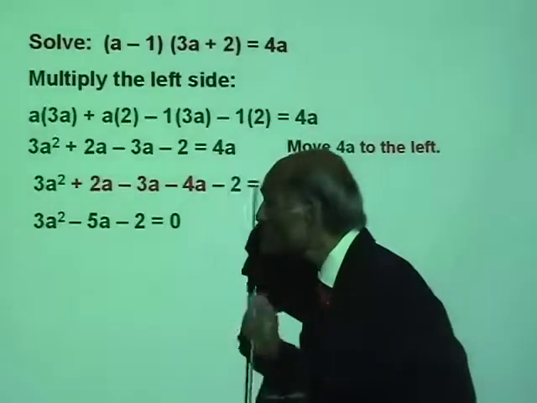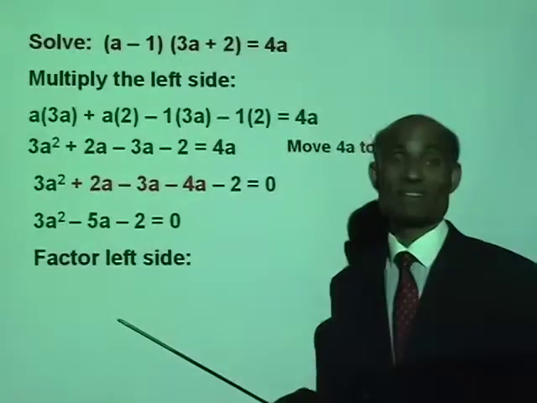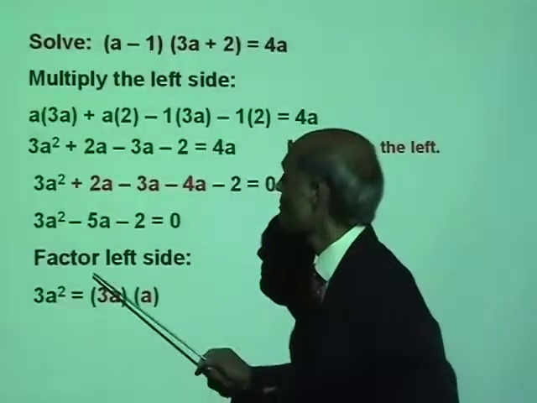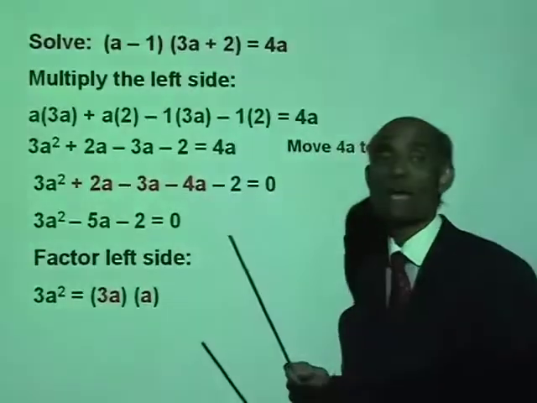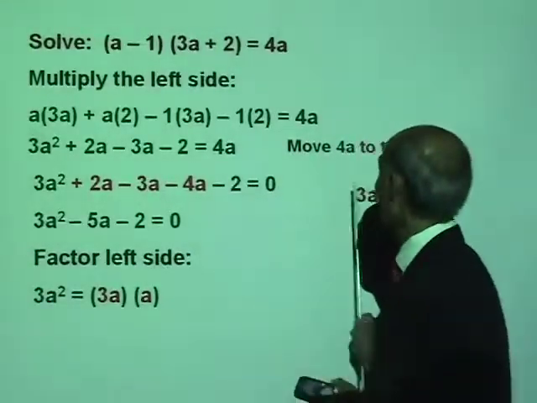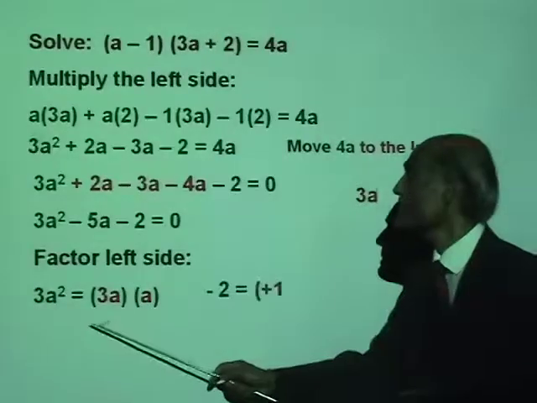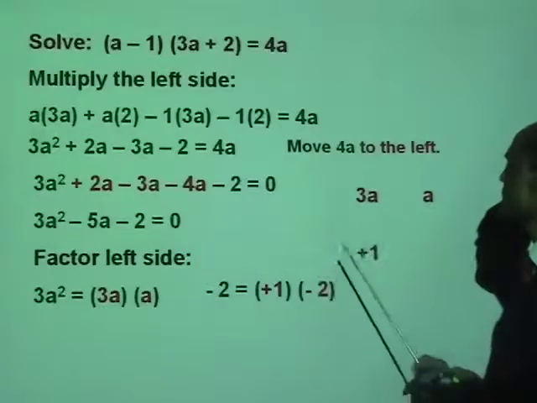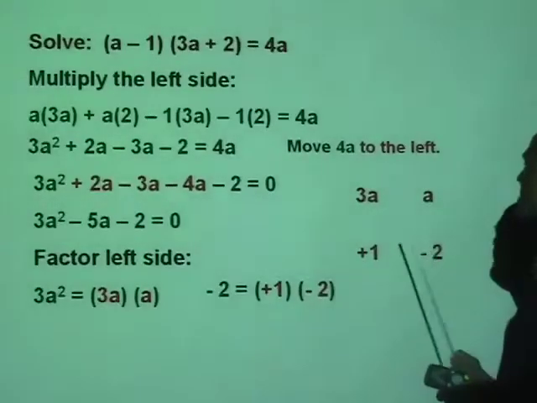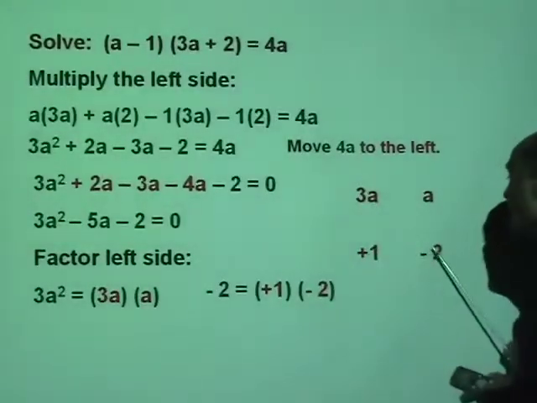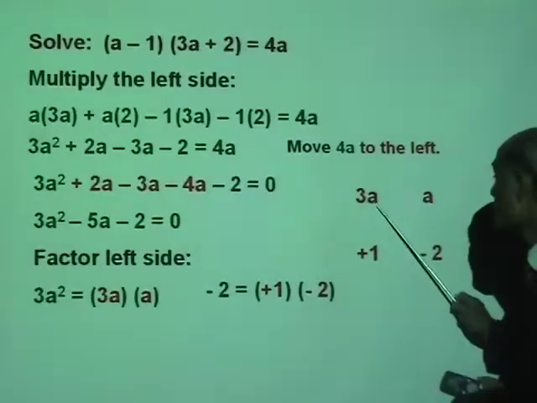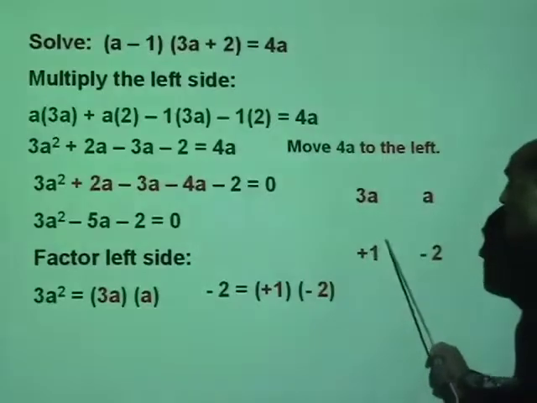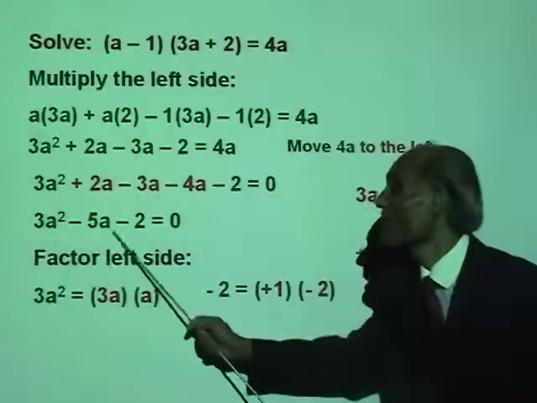We are now ready to factor the left hand side. Factor the left hand side. 3a squared is factored as 3a times a. There you are. And negative 2 is factored as positive 1 times negative 2. Positive 1 times negative 2. Why? Negative 2 times 3a is negative 6a. Added to a is negative 5a.